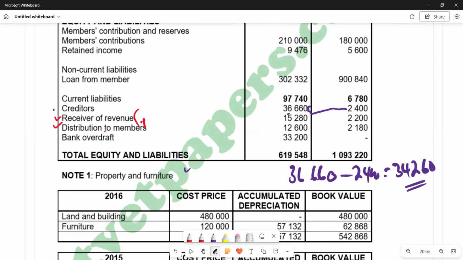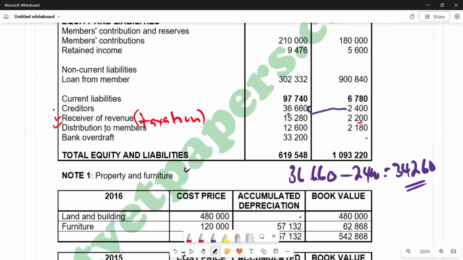So this is our taxation, which is our receiver of revenue. And this is the opening balance, this side. So we see that we have got 2,200 for taxation. If taxation is under current liabilities, we show it as a negative opening balance. But if taxation was under current assets, we would show it as a positive. So this is what it is. We have got a negative 2,200.